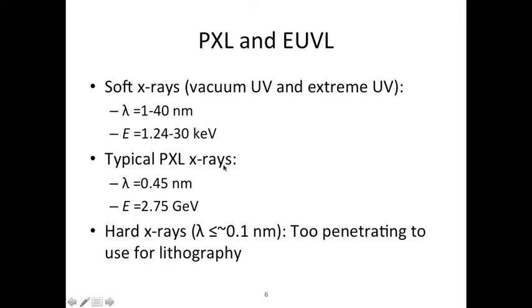Typical proximal X-ray beams have a wavelength of 0.45 nanometers. That's also considered hard. Basically, if it is more than 1 nanometer, it's called soft X-rays. If it is 0.45 or smaller, it's called hard X-rays. Those X-rays are in kilo electron volts, very, very high energy, so you cannot really use glass-based masks and all that with these high energetic beams.